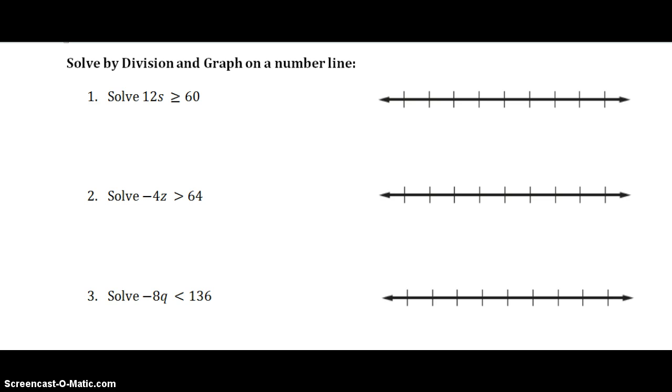So I talked about that fraction problem could be division, but here for sure we will divide both sides by 12. So s is greater than or equal to 5. So s such that s is greater than or equal to 5. So on our number line, closed dot, going to the right.